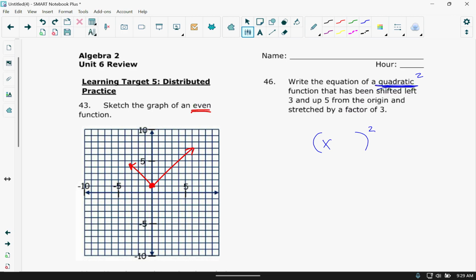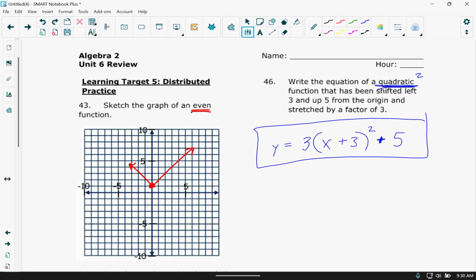If I wanted to go left 3, remember the left and right, that's the horizontal shift, and that's the one that lies to you. So if you wanted to go left 3, you put it as plus 3. And up 5 is going to be the number that goes at the end. So plus 5 goes over here at the end. And then stretched by a factor of 3, that's the a value. So I put a 3 in front. So there's my equation. Y equals 3 parentheses x plus 3, quantity squared plus 5.